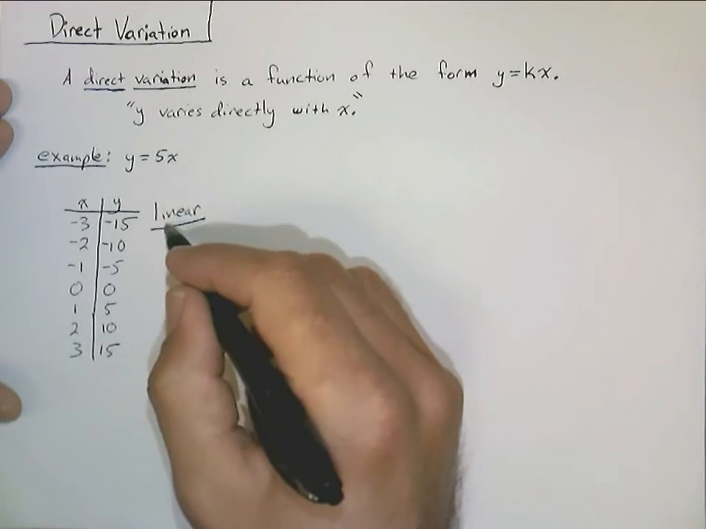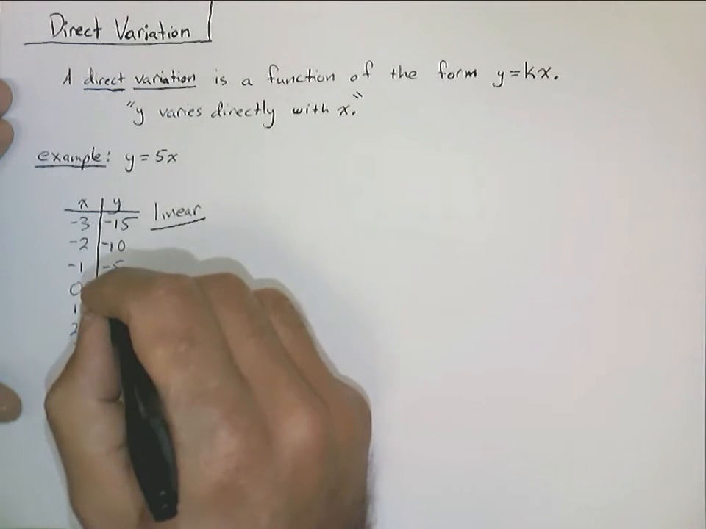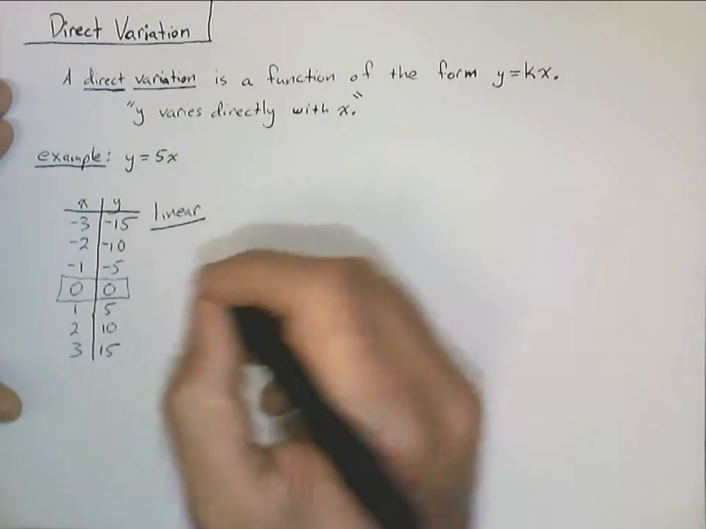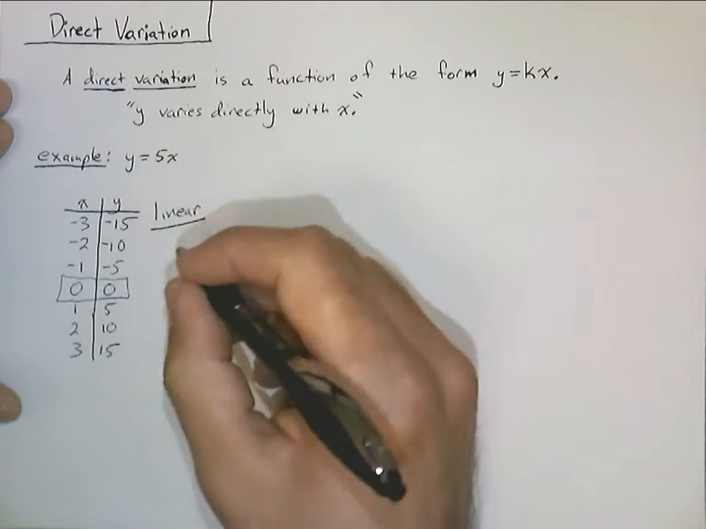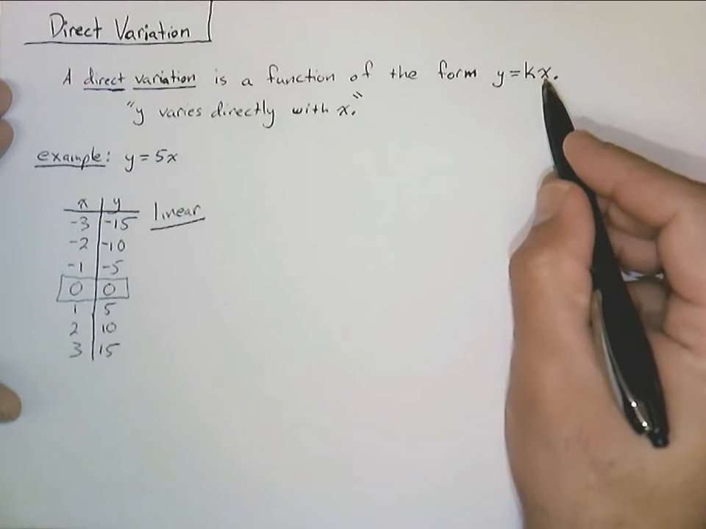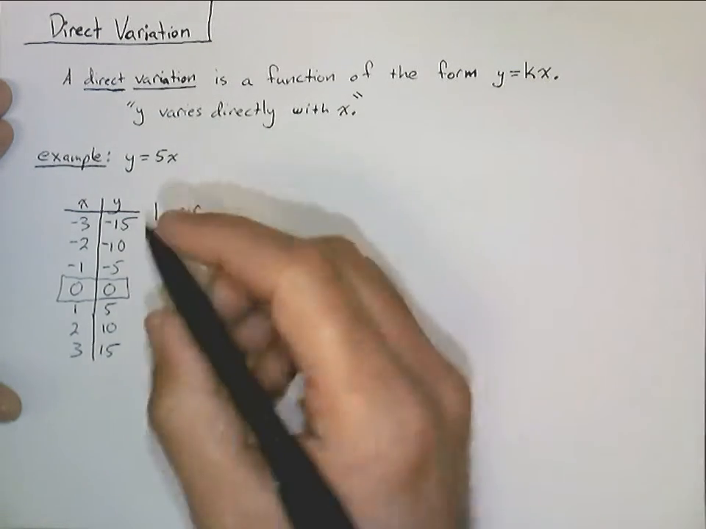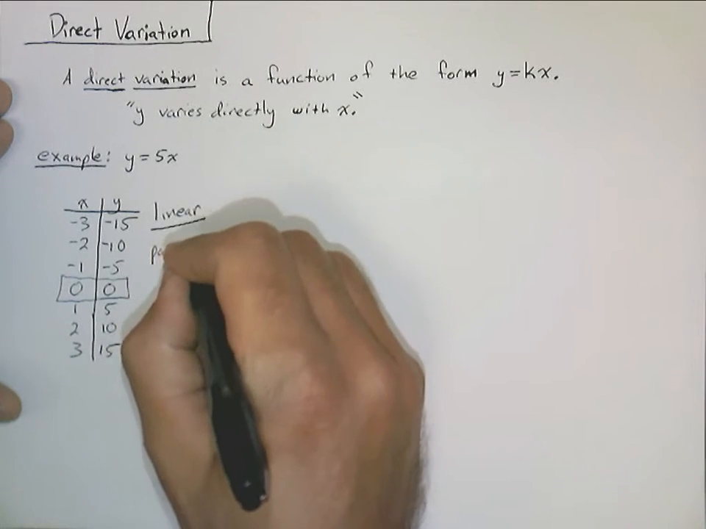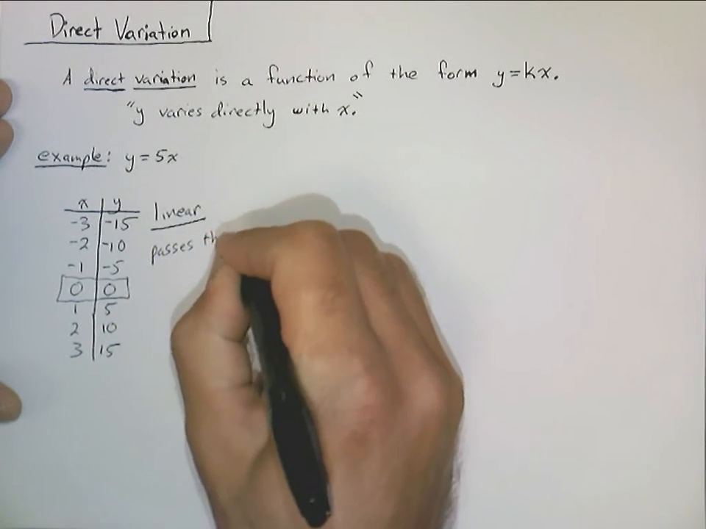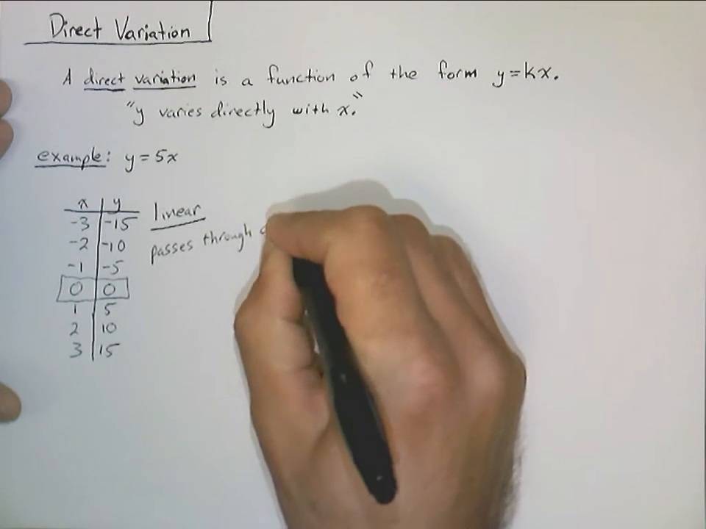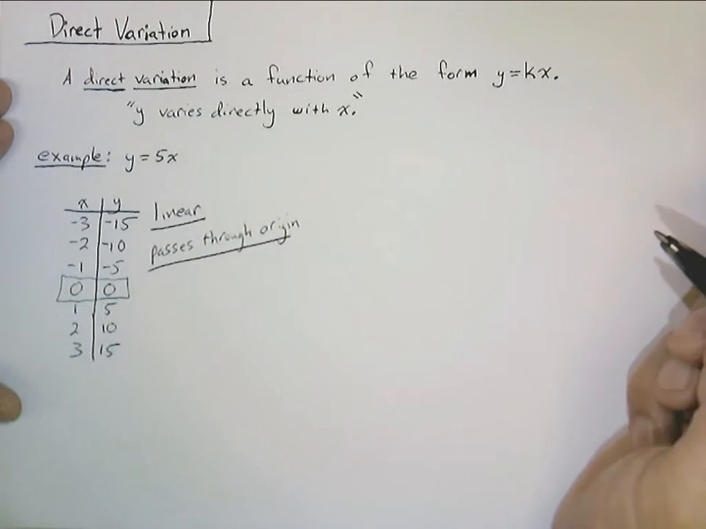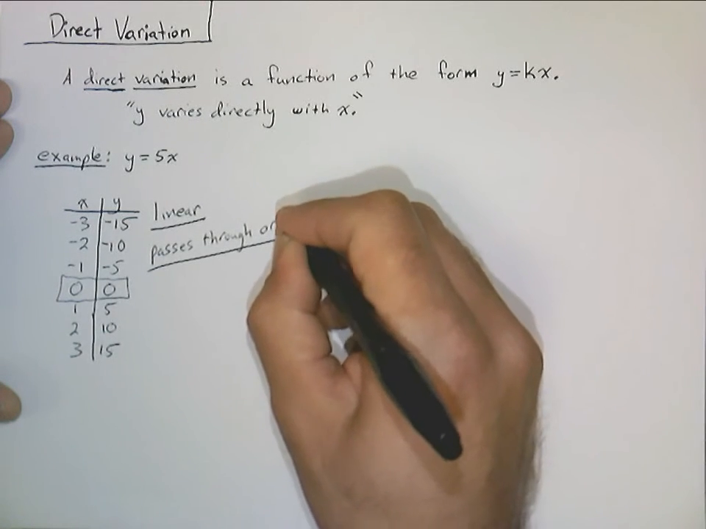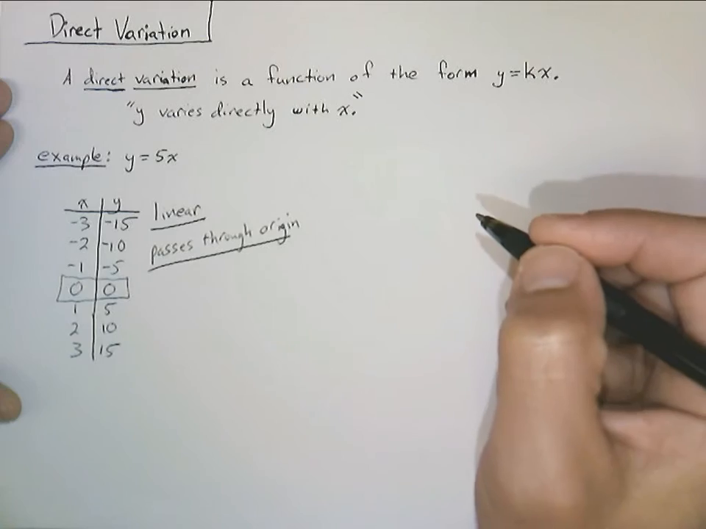But so this is a linear function, and of course we have this point right here, 0, 0, which is of course the origin. So every direct variation will be like that, because 0 times anything is 0. So this is a linear function that passes through the origin. And that's another way of describing all direct variations. They're just linear functions that happen to go through the point 0, 0.